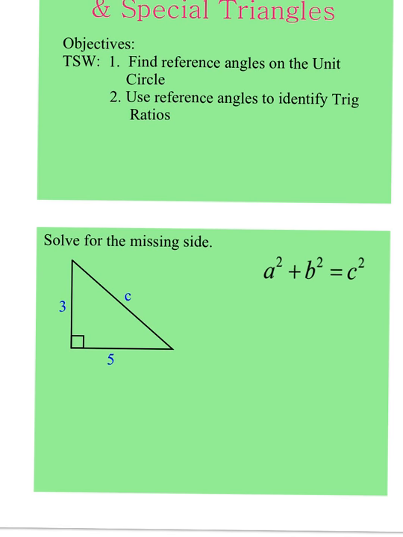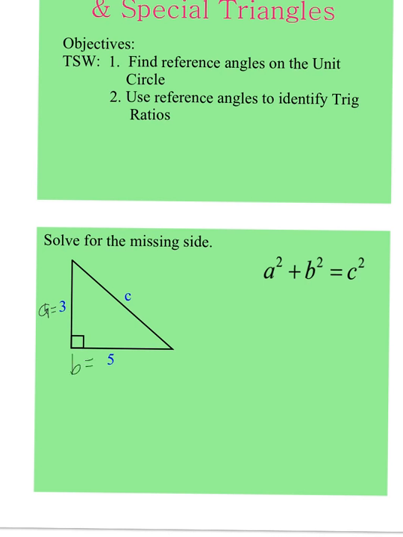And we have a right triangle with legs of 3 and 5 and a hypotenuse that's unknown to us, c. So we can go ahead and substitute in our values here. One of our legs will be A, so we'll set 3 equal to A here, and we'll set B equal to 5. And this is quite easy.